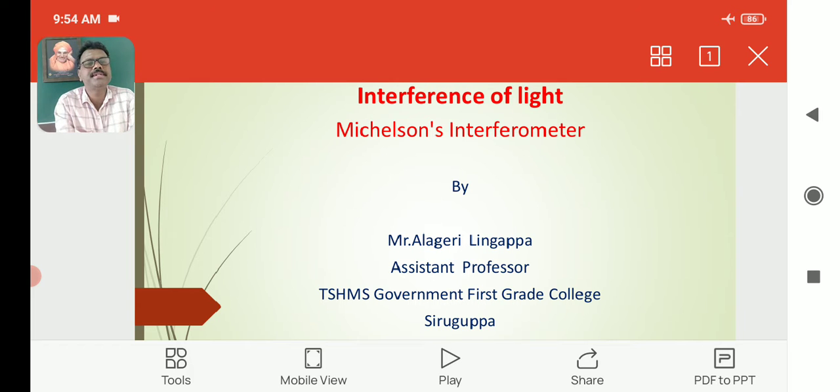Today I will discuss the Michelson interferometer. What about the construction of the Michelson interferometer? What about its principle? Then what about the applications of Michelson's interferometer?